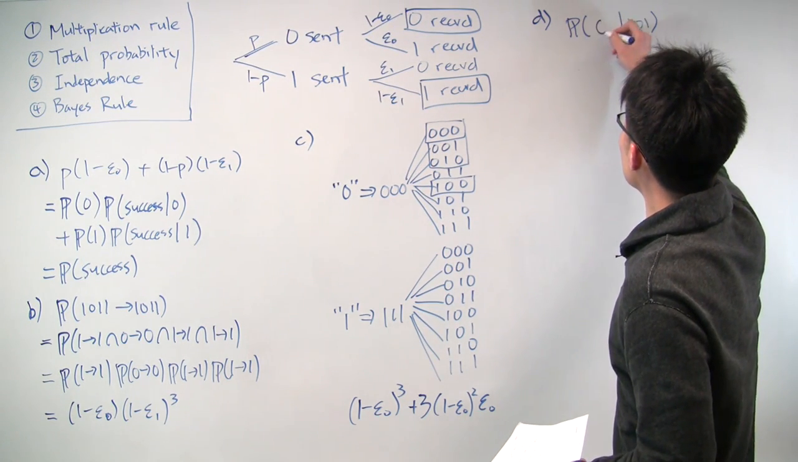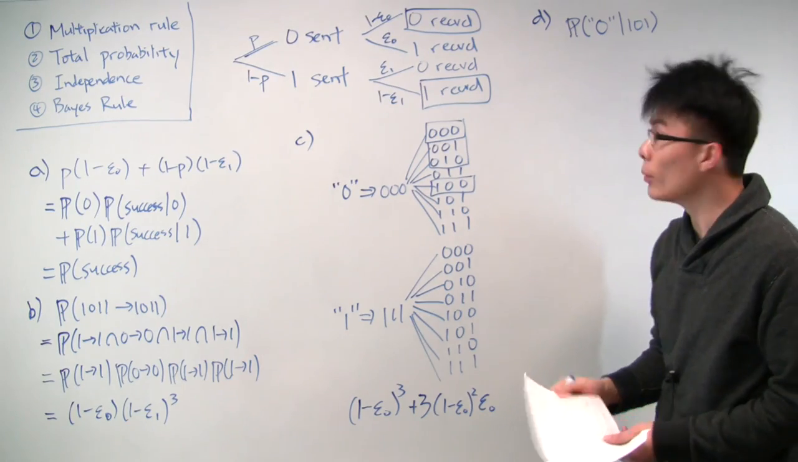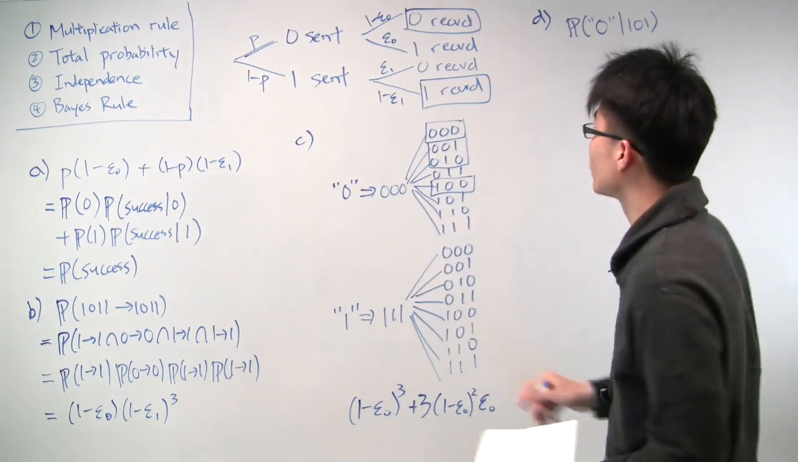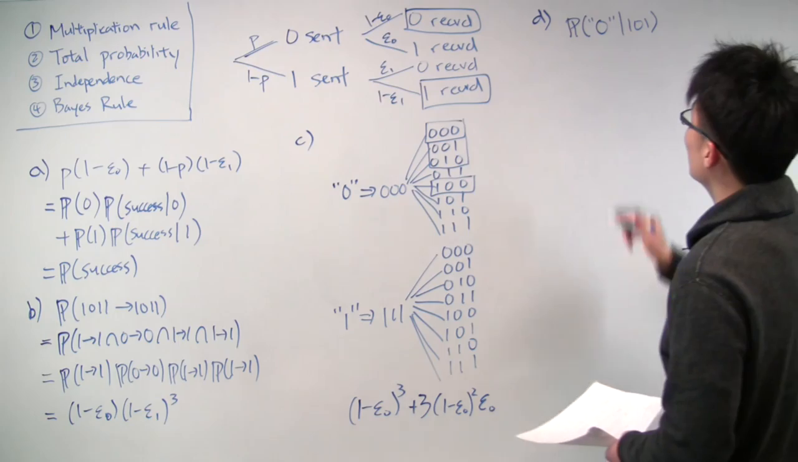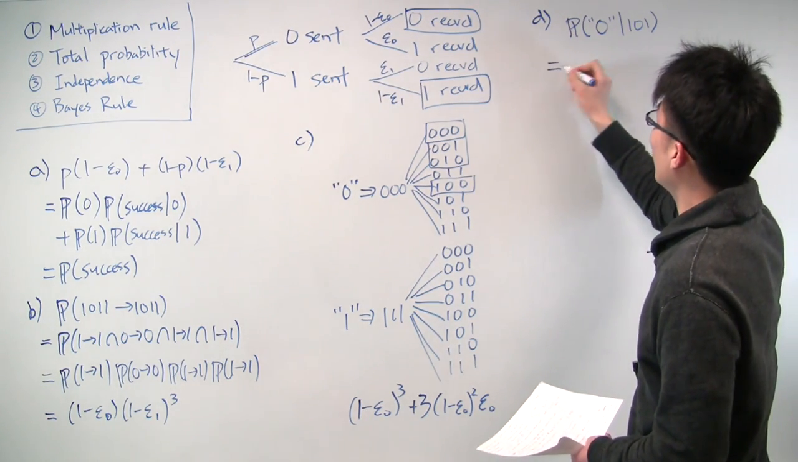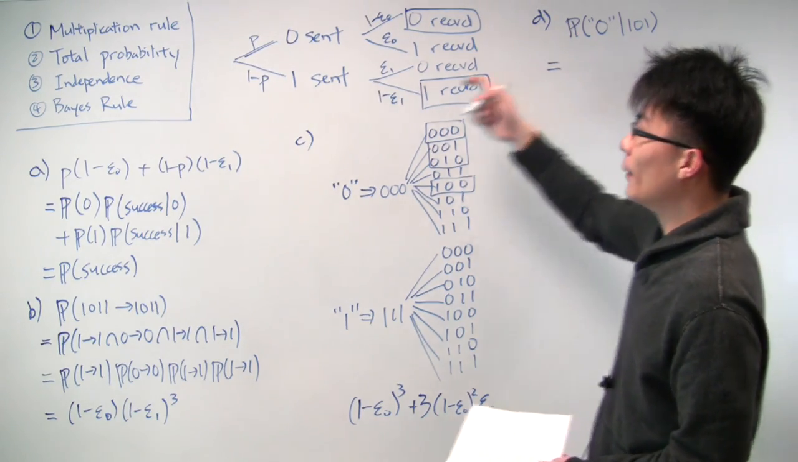Given that you received a 101, what's the probability that 0 was actually the thing that was being sent? Okay. So if you look at this, you'll look at it and say, this looks like something where we can apply Bayes' rule.